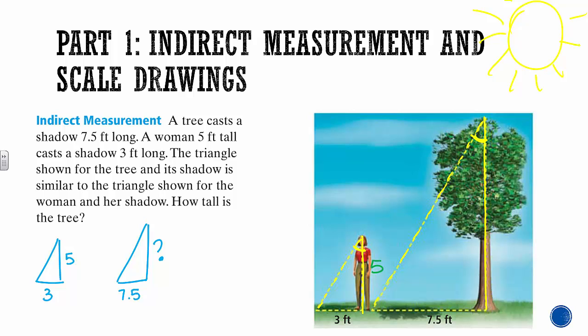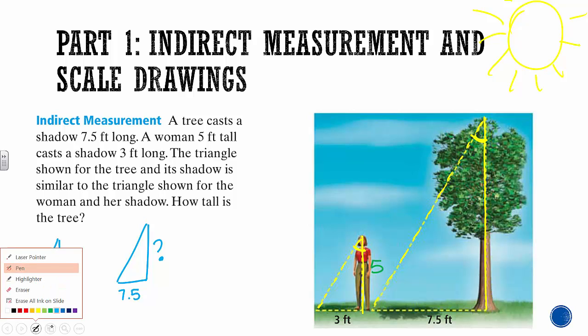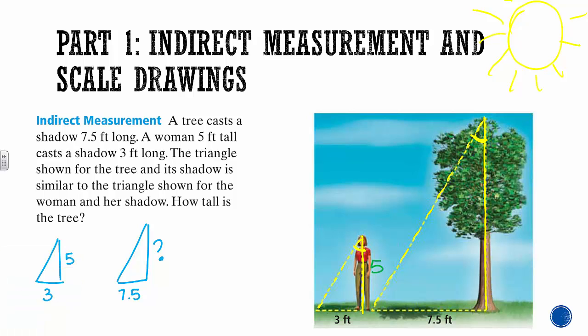Just like we did with the very first problems, we can set up a proportion. We have the human one, and then the tree. So we can do the person divided by the shadow, so object divided by shadow, has to equal the object, which is the tree, that's what we don't know, divided by the shadow, which is 7.5. And just so you know, you could set these up a million different ways.